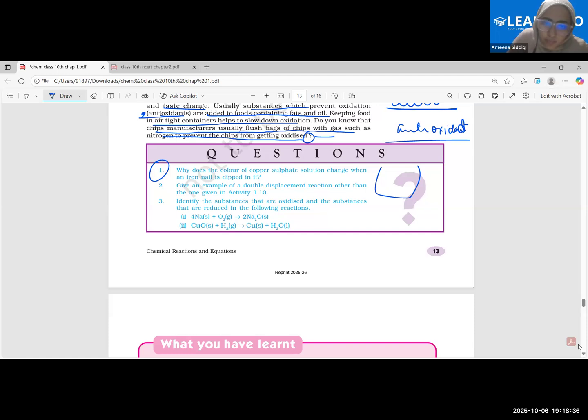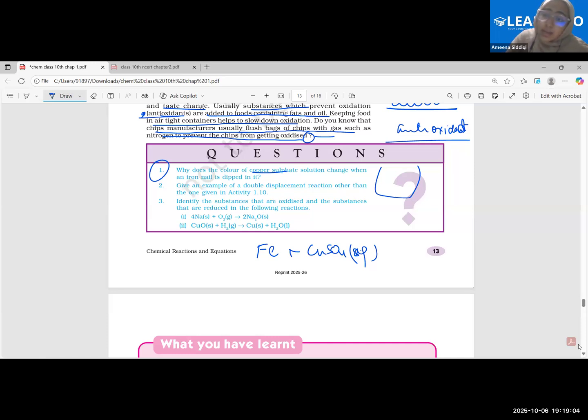Where does the color of copper sulfate solution change when an iron nail is dipped in it? What are the two reactants here? Copper sulfate solution. How will I write it? Copper sulfate solution of the aqueous form, right? Plus iron nail. So iron is there, right?